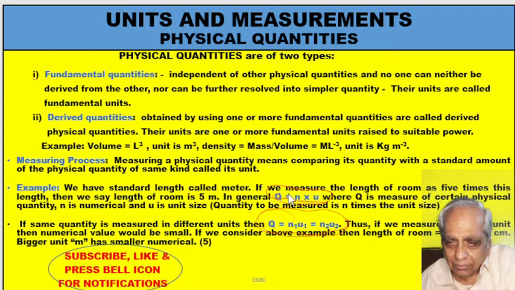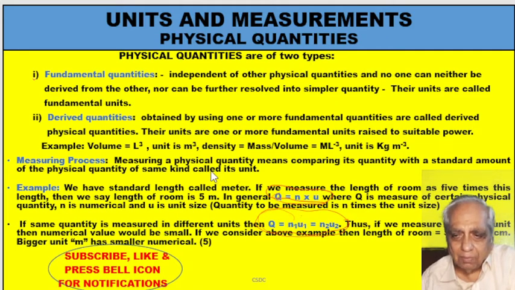Now, if I had measured the length of the room using a centimeter scale, I would get a very big answer, 500 centimeters, because now it is 500 times the length of 1 centimeter. So what relation are we getting? Q is equal to n1 u1 equal to n2 u2. Any same quantity, if you are measuring in different units, the number will change.